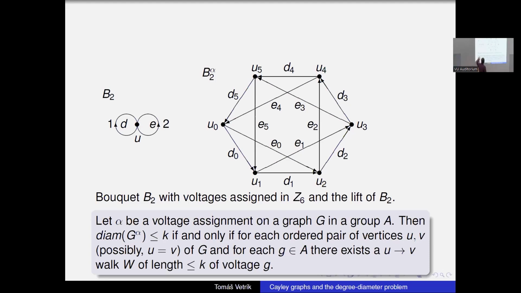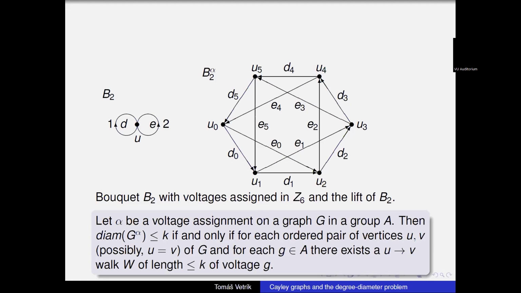So, again, alpha voltage assignment in a graph, a group. Then the diameter of the big graph, not of the small graph, not of this graph, but of the lift of this graph, will be at most k, for each ordered pair of vertices of the small graph.